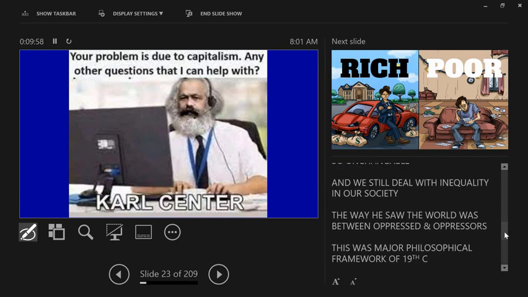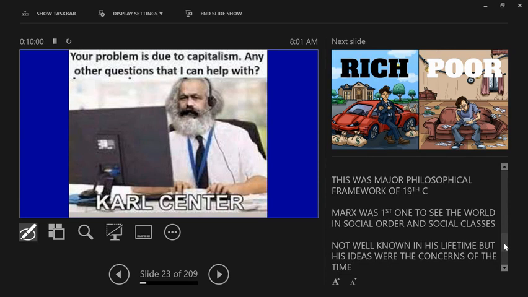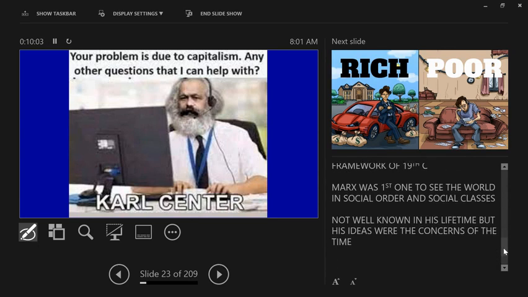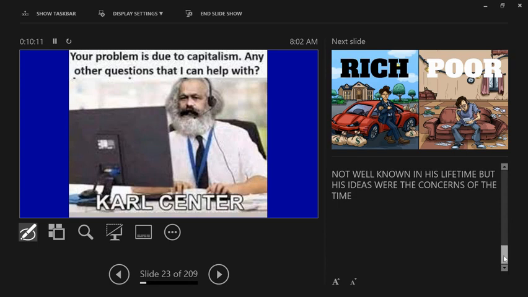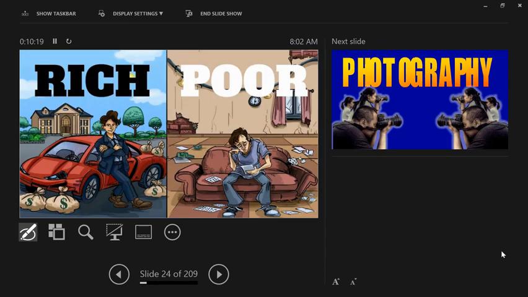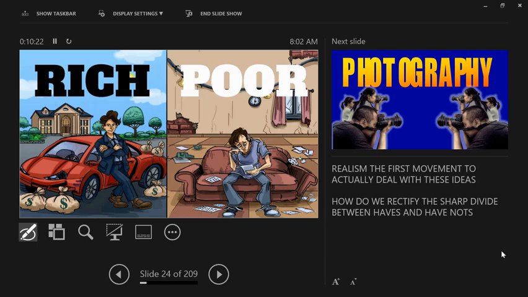And he saw the world as the oppressed and the oppressors. And this was a major philosophical framework of the 19th century. Karl Marx was the first one to see the world in social order and social classes. And when he wrote about it, these were new ideas. He was not well known in his lifetime, but his ideas were the concerns at the time. So we have this huge break between the rich and the poor. And realism is the first movement to actually deal with these issues. And how do we rectify the sharp divide between the haves and the have-nots?